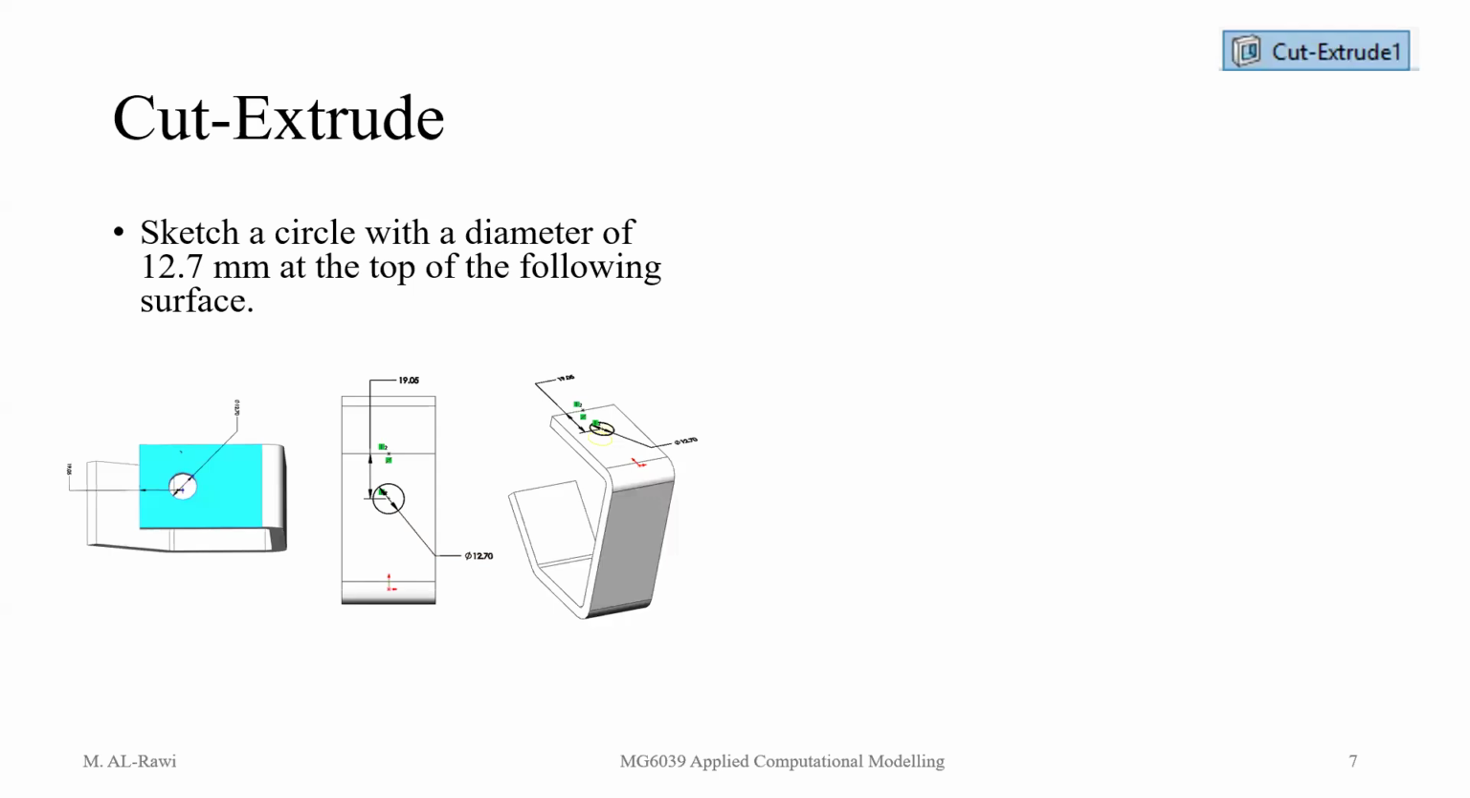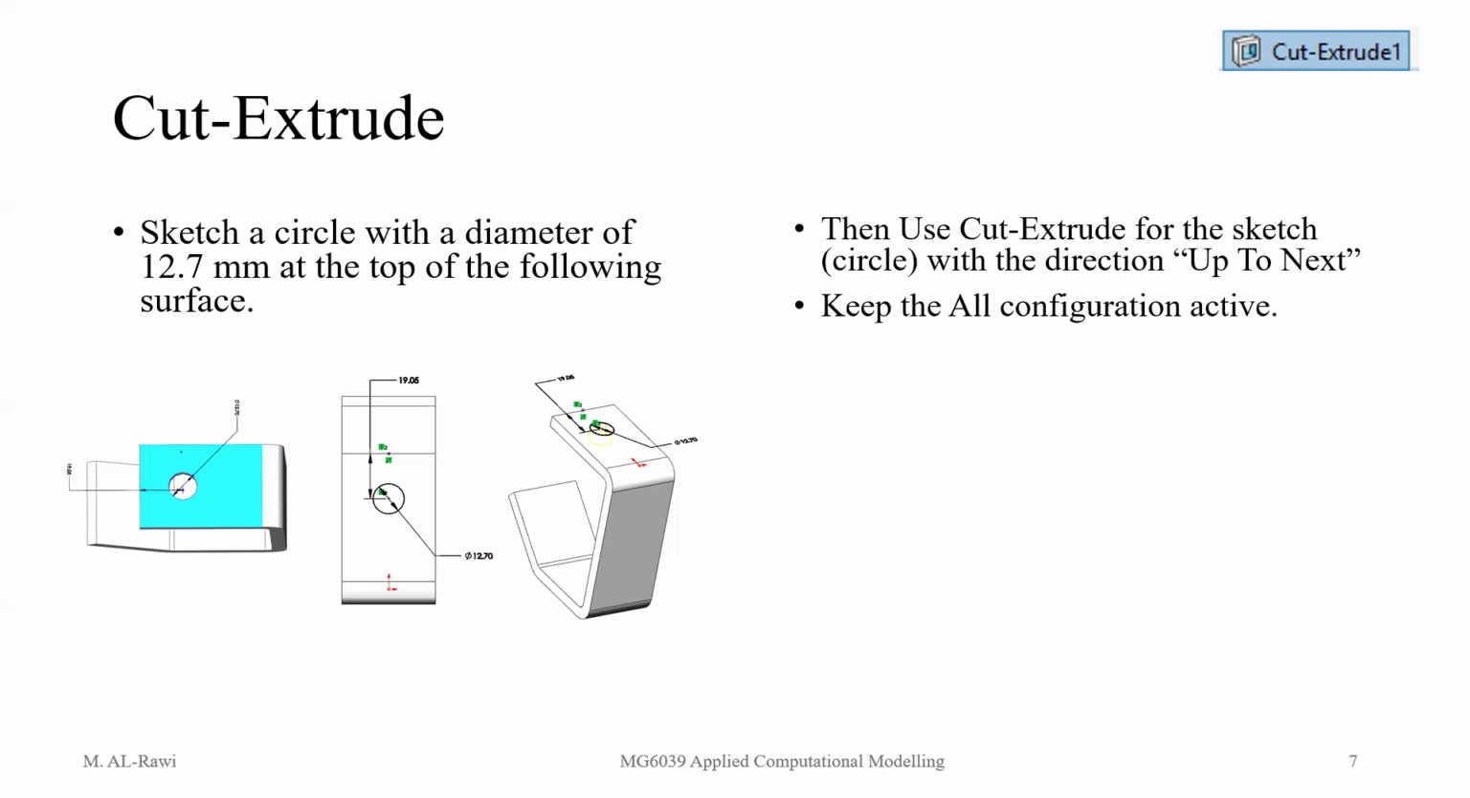We want to cut through. So you go to features and use the cut extrude feature. Cut extrude, you'll be similar to the sample. You can see it at the corner. Cut the corner there.